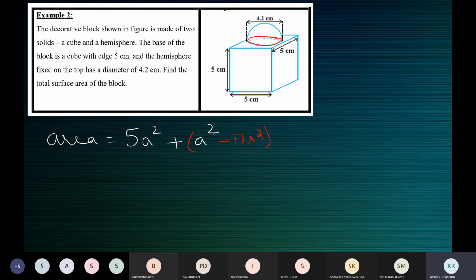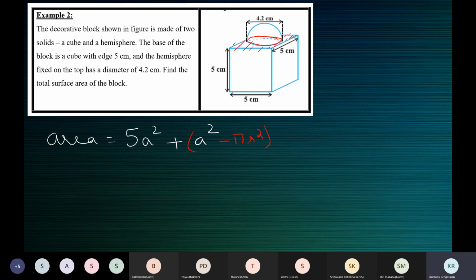Well, how did we get pi r squared? Because what portion of the hemisphere sits on the sixth face? The circular portion of the hemisphere sits on the sixth face. So when a circle sits on the sixth face, that circular portion is not available. So the total area on the top is a squared minus pi r squared. This is the remaining area, the area of this portion.